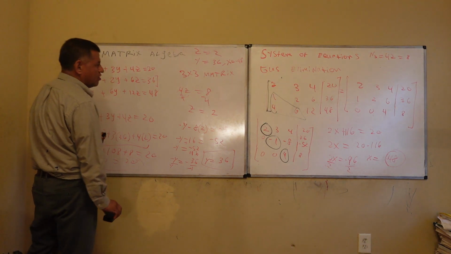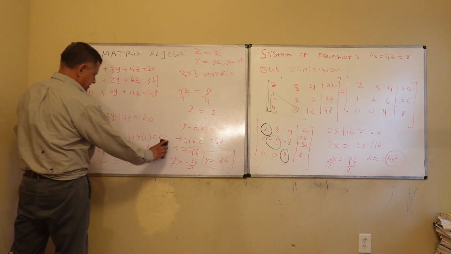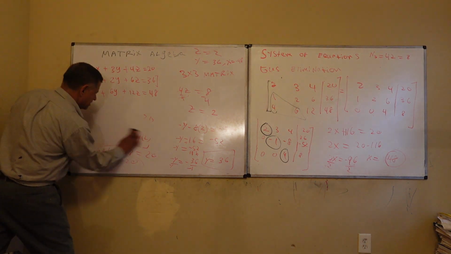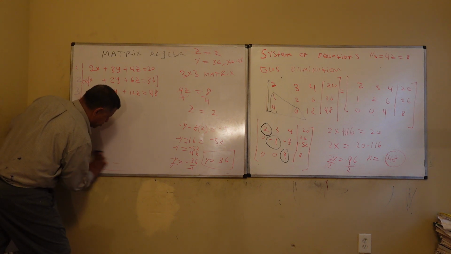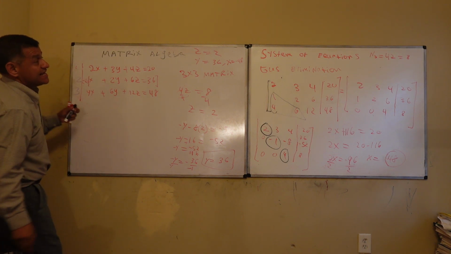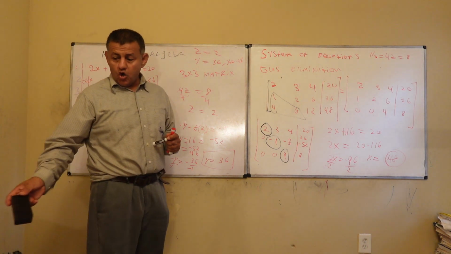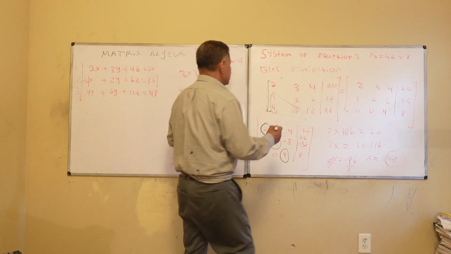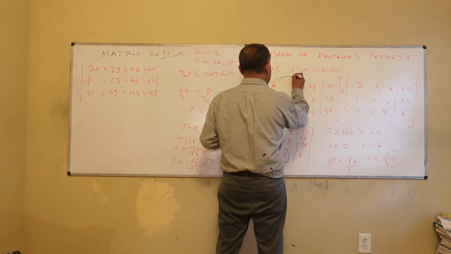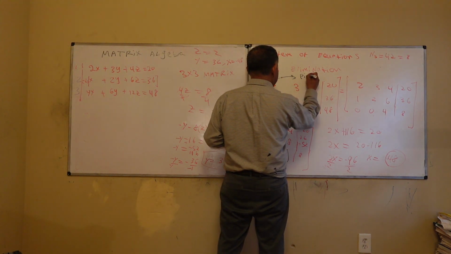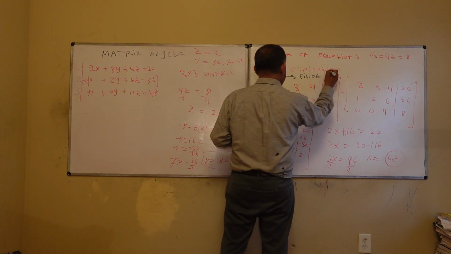Okay, so how do we do that? That's the question. How do we do that, right? And this one is called the pivot. This one right here is called the pivot number.